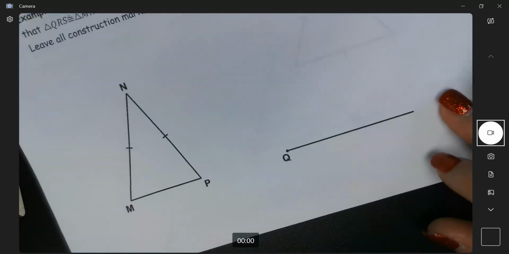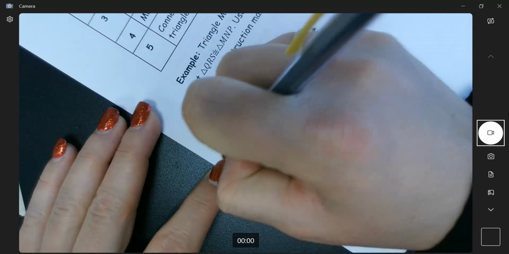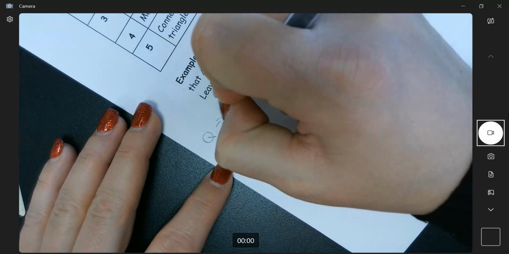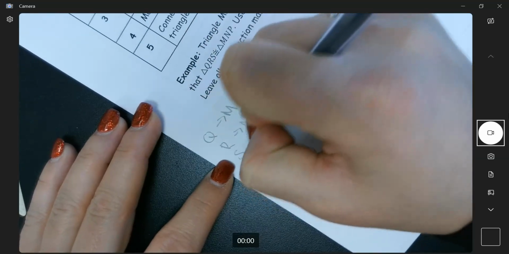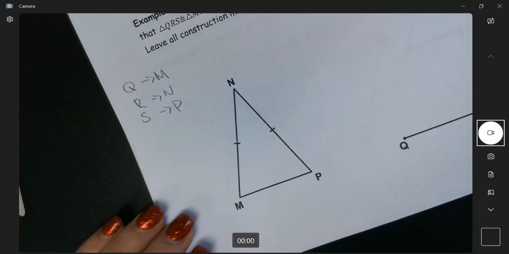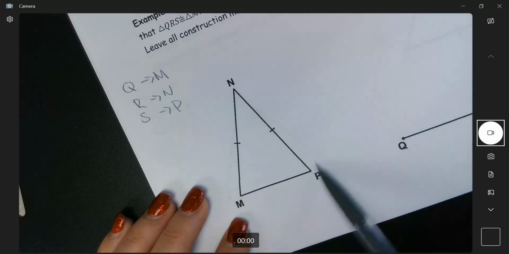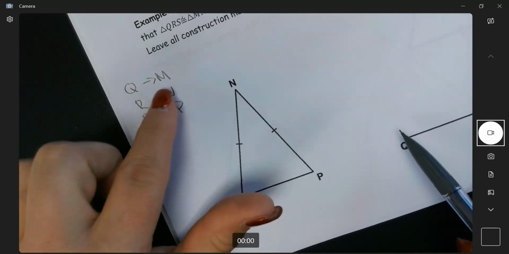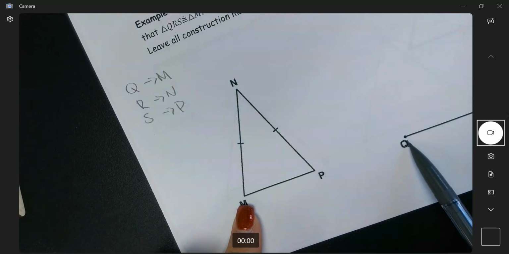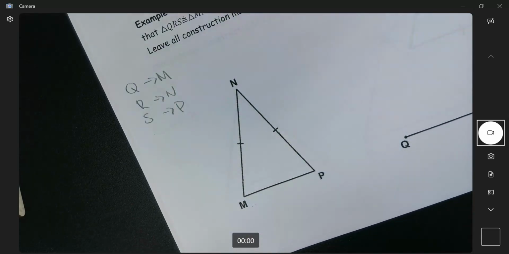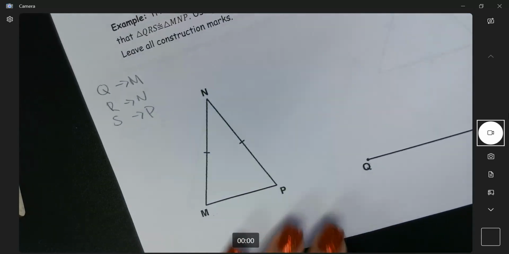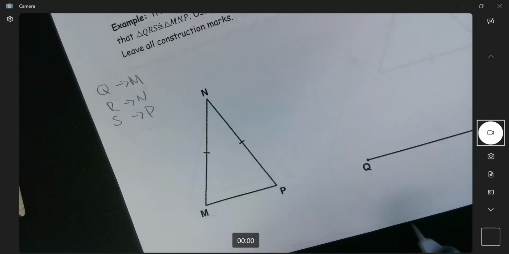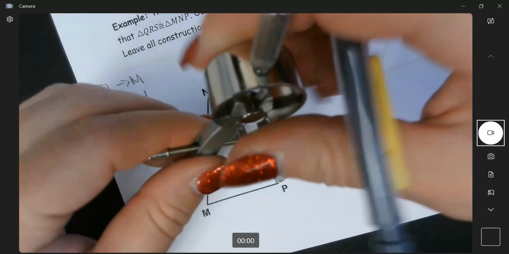So let's see. If I have triangle QRS, we know that should map up to M and P. So if I am trying to make this isosceles triangle pop up over here to be QRS, M is over here, and M maps to Q. So these are our starting points essentially for the two triangles. What I'm going to do is, just like we did for the equilateral triangle, I'm going to take my compass and stretch it to be the width of MP. So let's do that to start with.